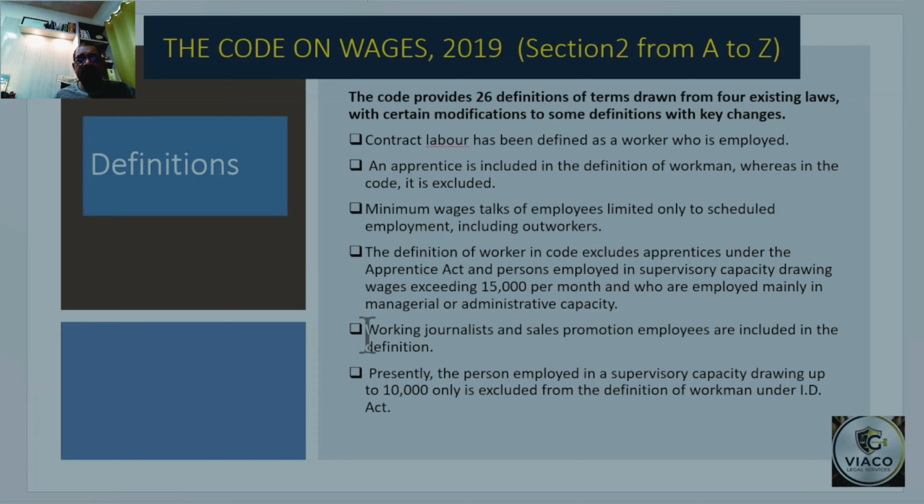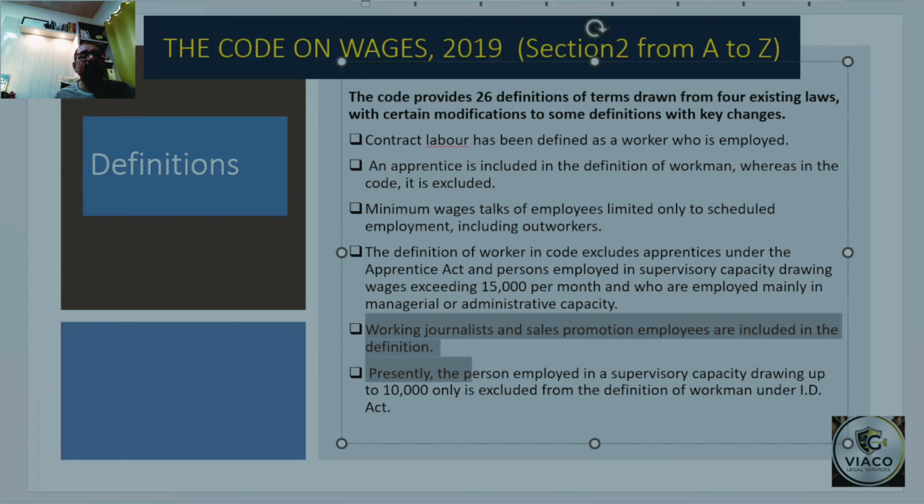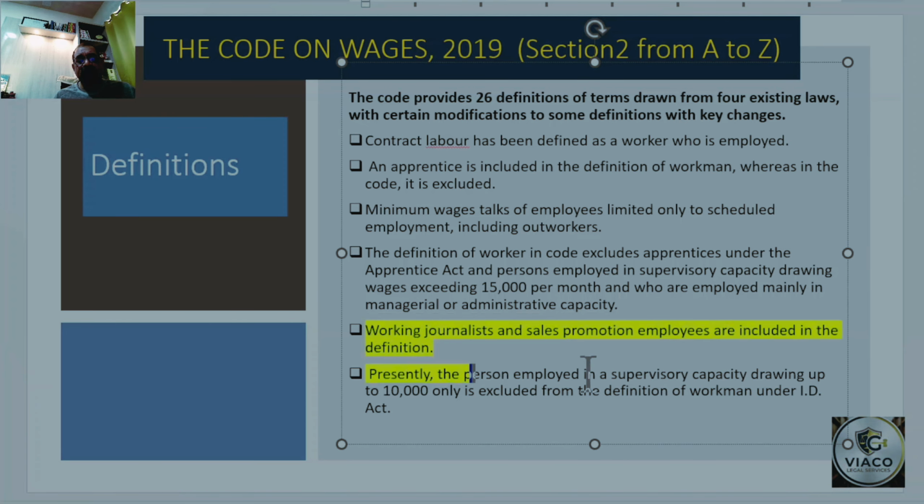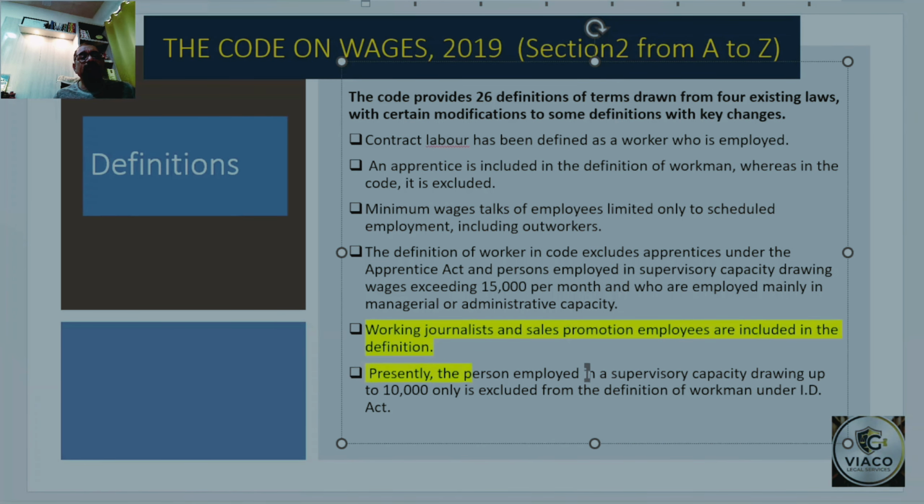I am talking about this category, especially this category. They are being introduced here and to be read as the class of worker. You can see here, I am talking about working journalists and sales promotion employees, who are included in this category. So you have to be very cautious in order to understand these aspects. Take a look especially here. Now take care.